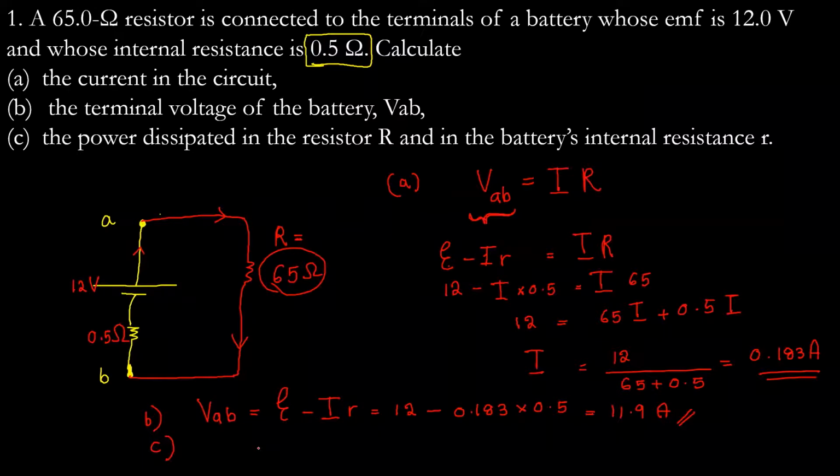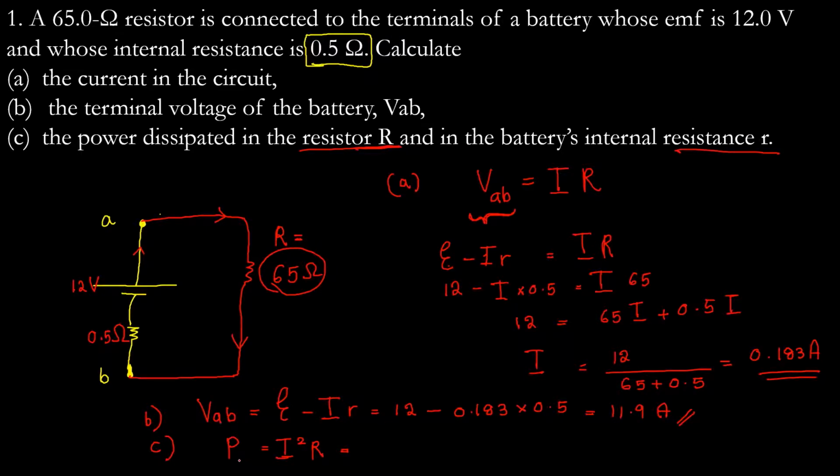the power dissipated in the resistor R and in the battery's internal resistance r. We know power is given by the equation P equals I squared times R. I use this equation because it has current and resistance. We know the current through the circuit and we also know the resistance of both resistors, the capital R and the small r.